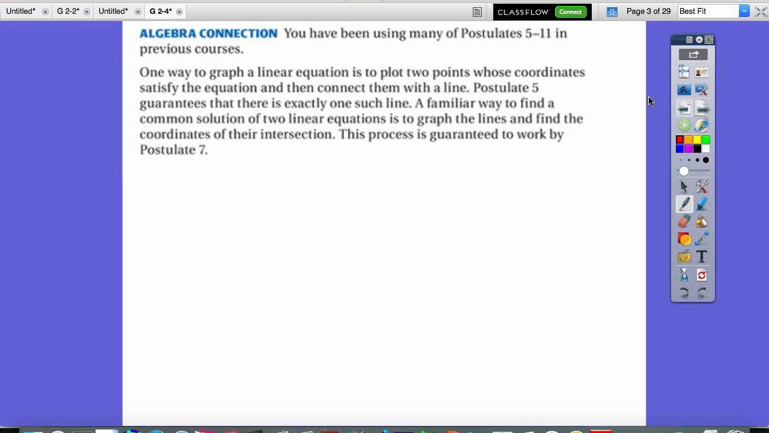So we have actually been using, as I said, many of the postulates 5 through 11 in previous classes. One way to graph a linear equation, for example, is to plot points whose coordinates satisfy the equation and connect them with a line. Postulate 5 guarantees that there's only one such line. A way to find the common solution of 2 linear equations is to graph the lines and find the coordinates where they intersect. That process is guaranteed to work by postulate 7. So we've dealt with these ideas before. We're just putting them into formal postulates.